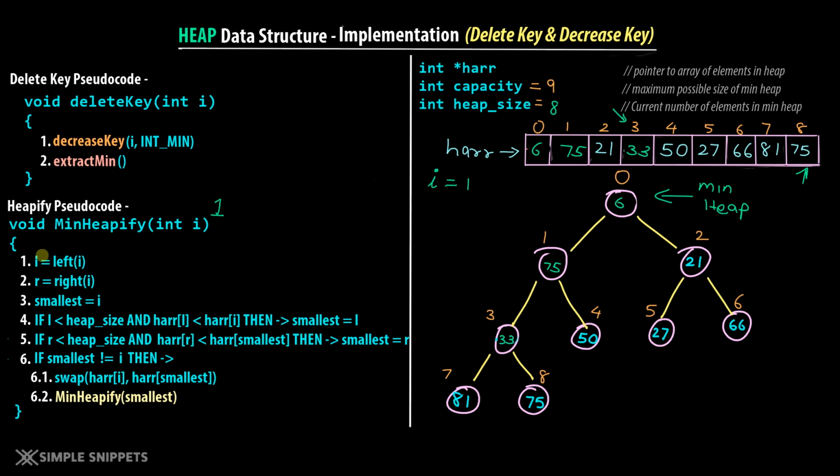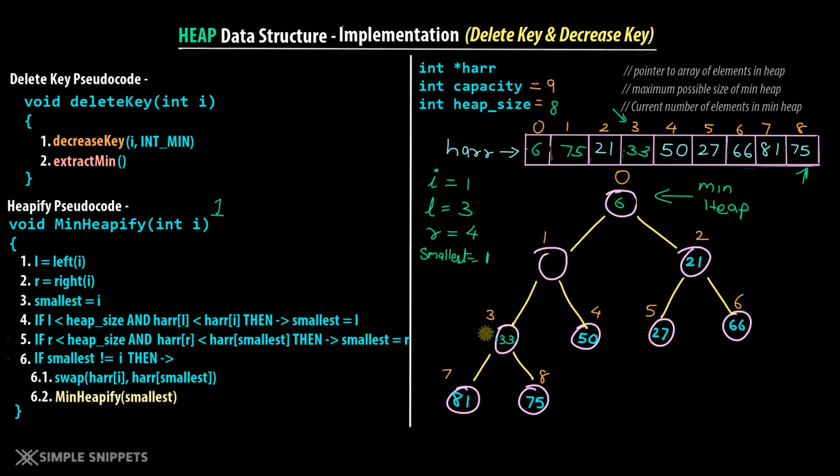So I will now be 1. Left of 1 is going to be 3, so L is going to be 3. R, right of 1, is going to be 4. Correct? These are index positions basically. Smallest will again become I, which is index position 1. Now again the comparisons will be made between these 3 nodes, and the smallest one will be swapped to the root of these 3 nodes. So over here smallest is 33. So 33 will come at 75 and 75 will come at 33's position. Correct?